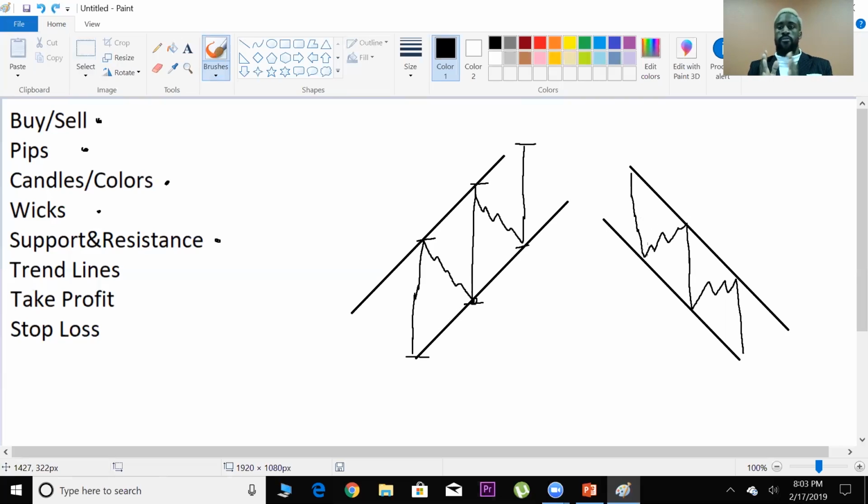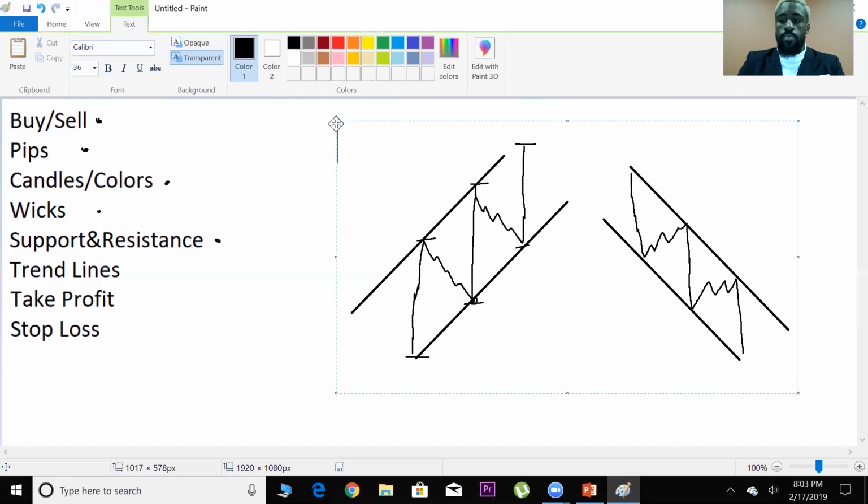Trend line is my friend. I am a trend trader, and it's the best way I personally can recommend. It's the safest way to actually do your trading. And I'm going to show it in another video when I'm doing my own strategy for you guys. Okay, so this is a trend line.